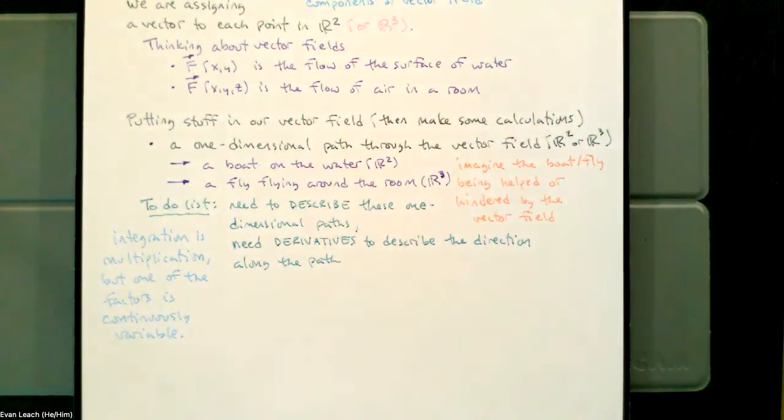Integration is multiplication, but one of the factors is continuously variable. What we've got going on here is a vector field, and we've got a path with a bunch of vectors, which is going to be described by a bunch of vectors represented by the derivatives. So we got to think about what we have available for integration. When vectors are in play, our multiplication options are dot product and cross product. So in the integration category, we're going to be dealing with dot products and cross products.